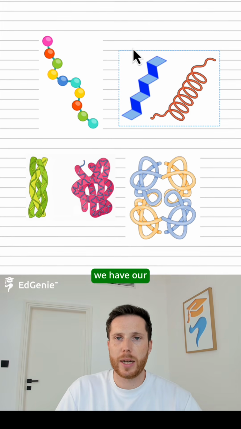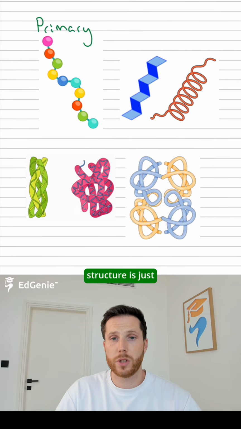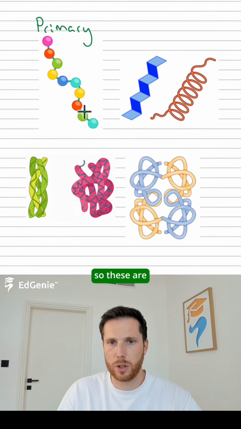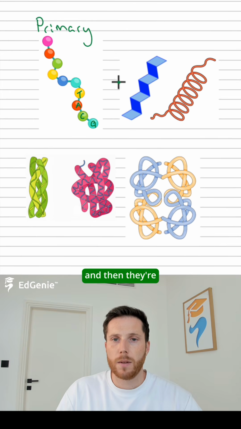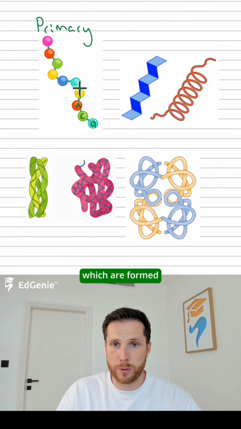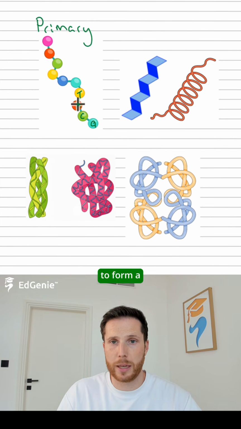So first up we have our primary structure. And the primary structure is just the different amino acids which are held together by peptide bonds. So these are amino acids. This could be G, this could be C, A, T. And then they're held together by peptide bonds which are formed in a condensation reaction to form a polypeptide.